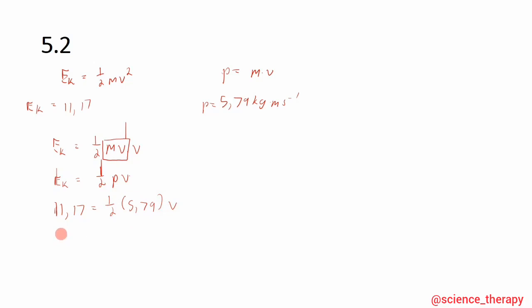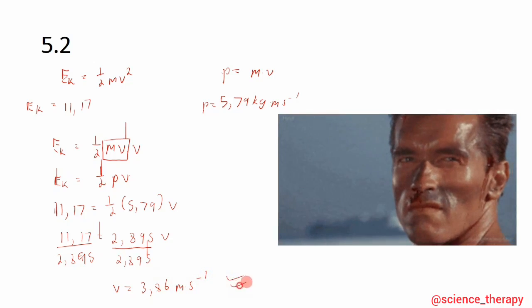So if you solve this, this is 11.17. Then punch this in your calculator. It gives you 2.895. And then here we have V. So we can just divide both sides now by 2.895. Also this side, 2.895. Then our V is 3.86 meters per second. Awesome.